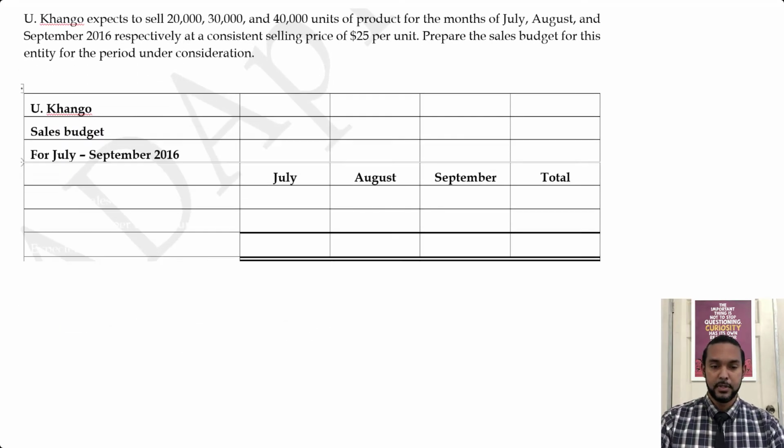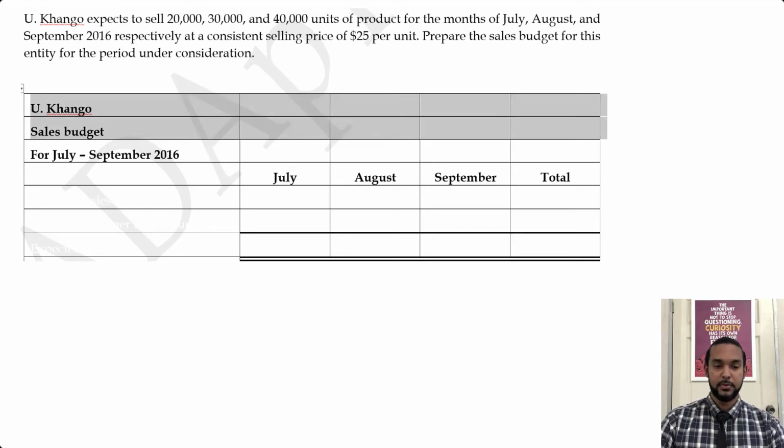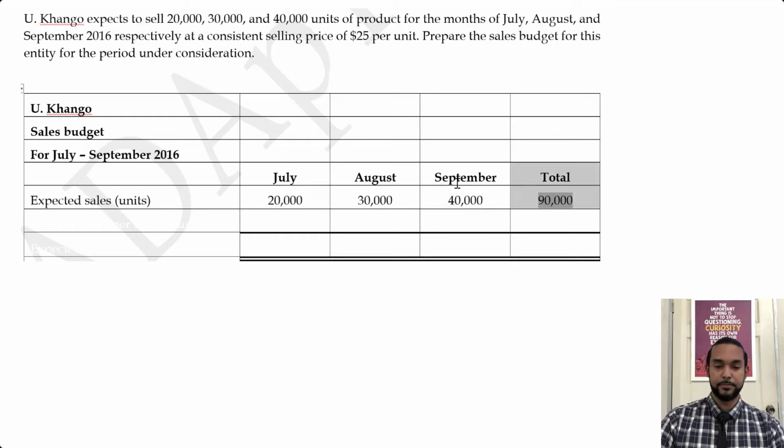Let's take a look. So of course, don't forget to head up You Can Go, sales budget for July to September 2016. So what is the first thing we need? Well, apart from the headings and the columns, we need the number of units per month, 20,000, 30,000 and 40,000 respectively for July, August and September. And again, you can add going across to get a total column. Next, we need to multiply the number of units by the selling price per unit, which we are told is going to remain consistent at $25 per unit.